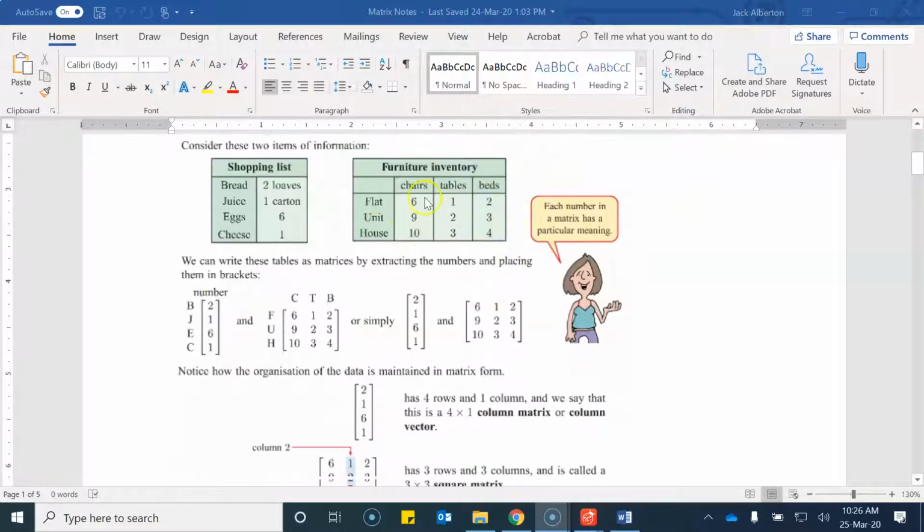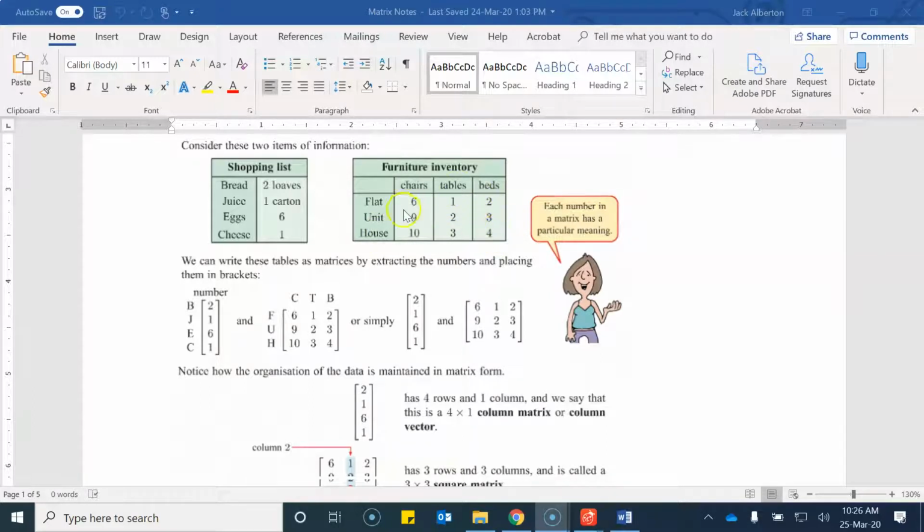So here we've got another one. They've got some furniture inventory, and we can see depending on what they are showing, there's a flat, a unit, a house, and then they're saying in this flat there's 6 chairs, 1 table, 2 beds. In this unit there's 9 chairs, 2 tables, 3 beds. In the house there's 10 chairs, 3 tables, 4 beds.